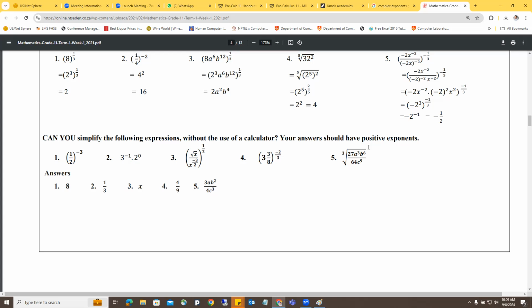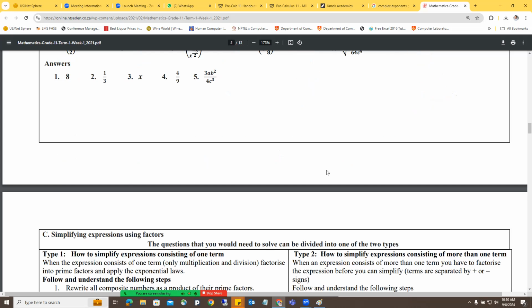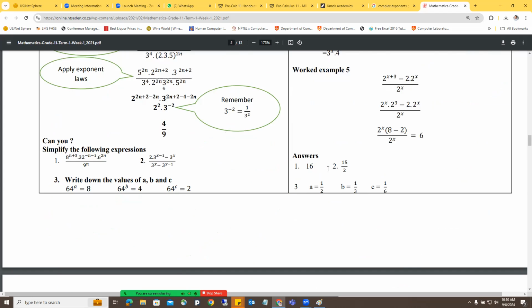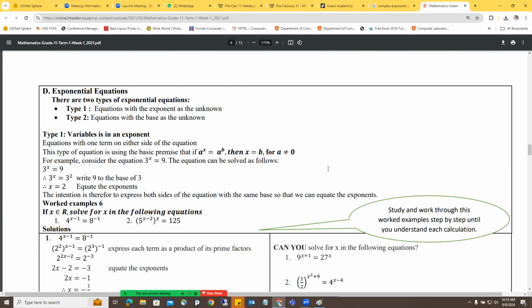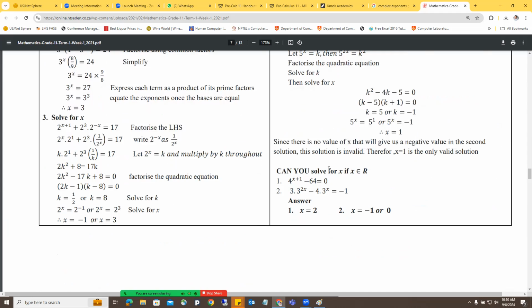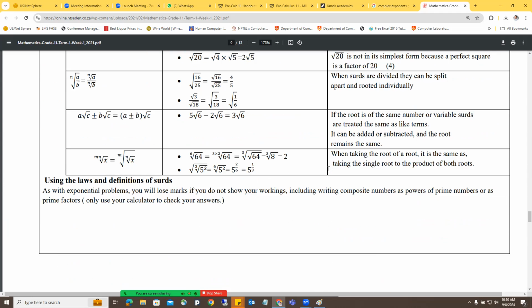Yeah, I got 3ab squared divided by 4c cubed. Is it? Oh, okay. Are you sure? Yeah. If I want to show it, tell me. No, I understand. Okay, then that part is done. My next question, I think. Yeah, that's it for this one.